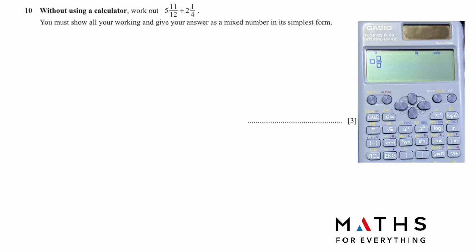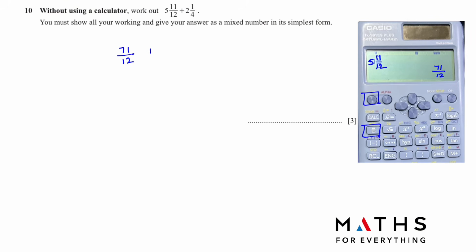What you will do is press shift and press the fraction button. You will get 3 boxes. Then you write here 5, 11 and 12. This will give us 71 over 12.